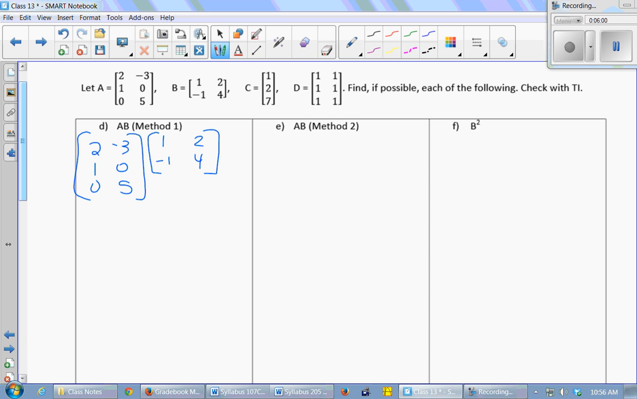What makes it possible that these 2 matrices can be multiplied? The number of columns in the first one, which is 2, equals the number of rows in the second one, which is 2. So this is a 3 by 2 matrix. This guy is a 2 by 2 matrix. The inner dimensions match, so I can multiply them. The result is going to be a 3 by 2 matrix. 3 rows, 2 columns.